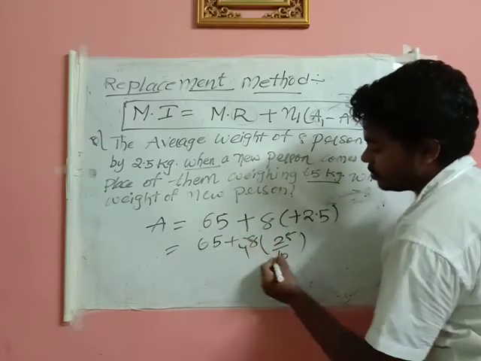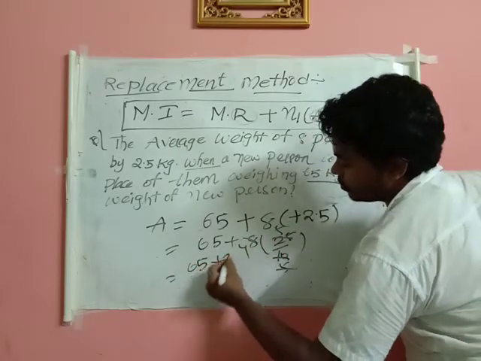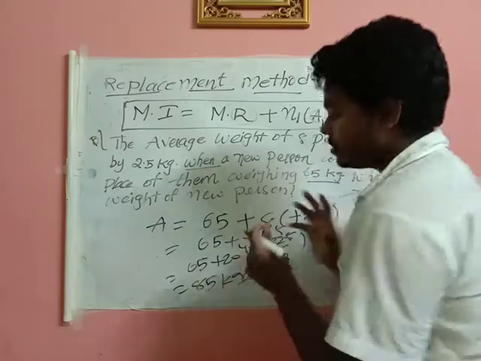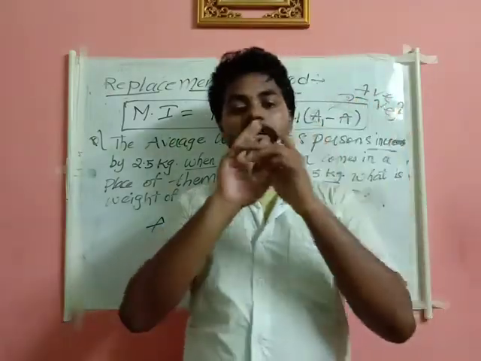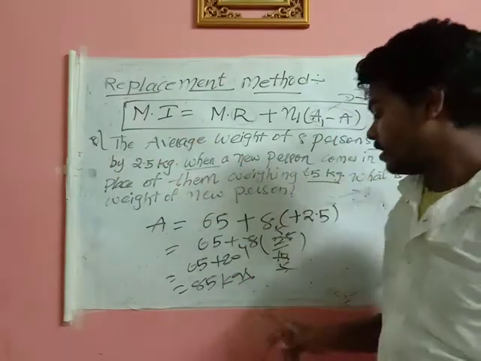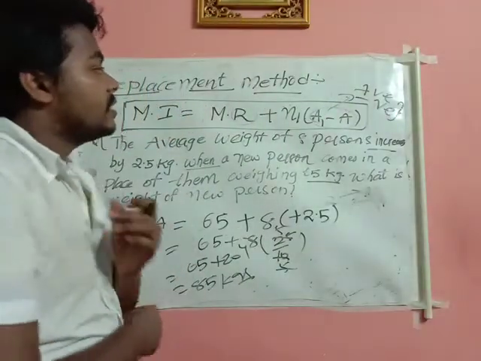So 2 4s are 8, 2 5s are 10, 5 5s are 25, so 65 plus 5 4s are 20, which is equal to 85 kgs. It means the person who is replaced is 85 kgs. Right? The person who is included has a weight of 85 kgs. Right? So this comes under the replacement method.